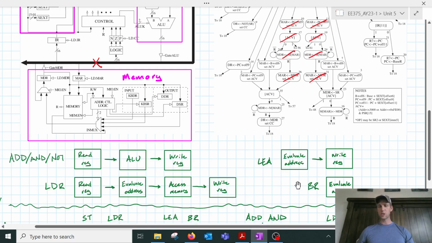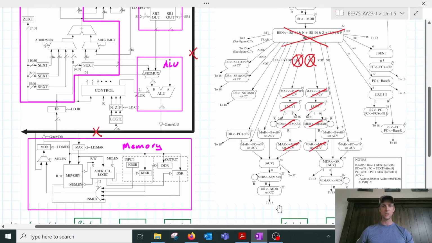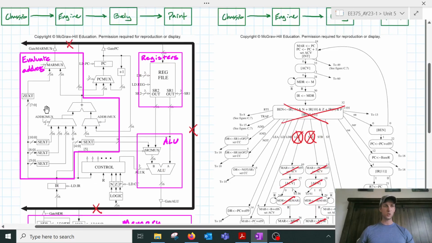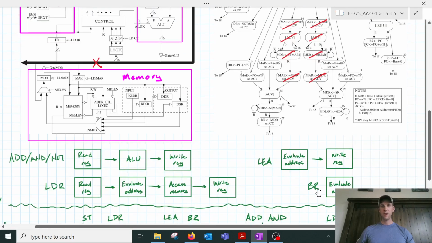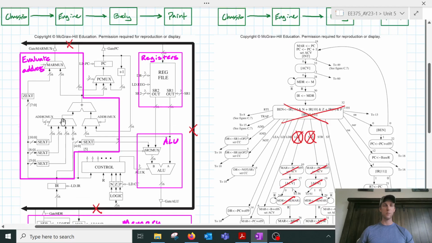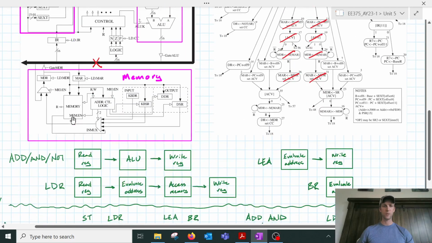Load effective address and branch are two examples of instructions that don't require as many resources, right? Load effective address means I'm going to add some offset to the program counter and store that into my registers. So that just requires this module and this module. The branch instruction really just involves evaluating an address, or not if the branch is not taken, right? But if the branch is taken, then I just have some offset from my program counter that needs to get evaluated and then stored back there in order for that to work.